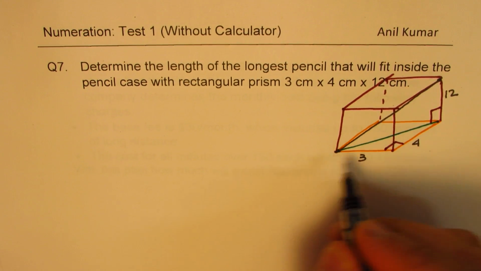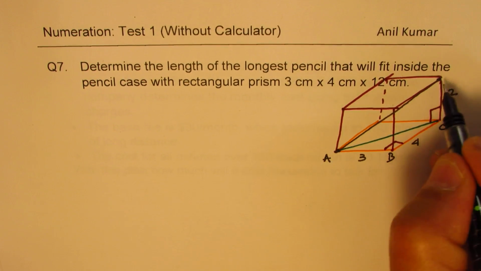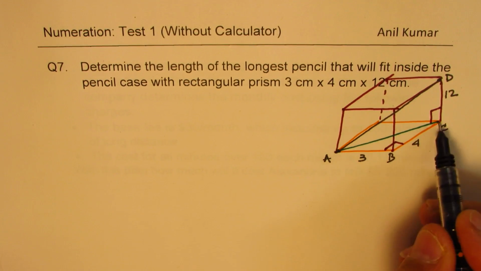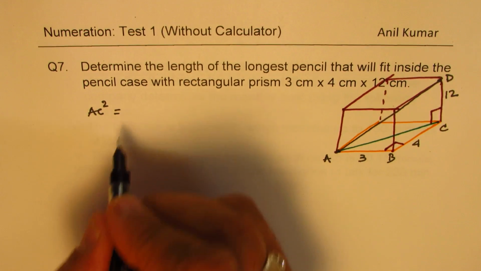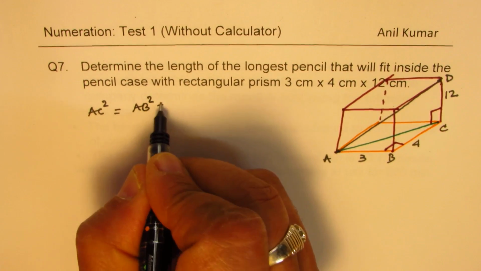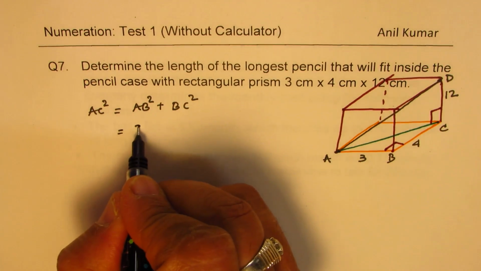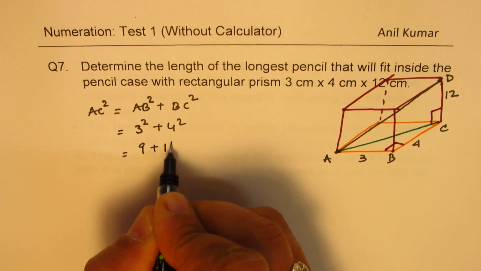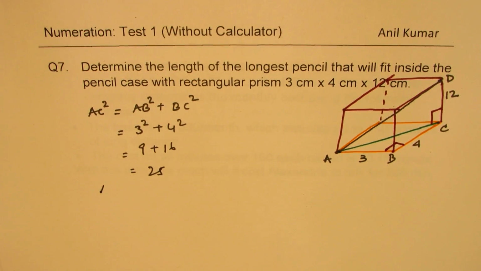So let's label this. Let me write down this point is A, B, C, and this point as D. We'll need these points. So we can say AC square is equal to AB square plus BC square, right? So which is 3 square plus 4 square, which is 9 plus 16 or 25. So AC square is 25, right?